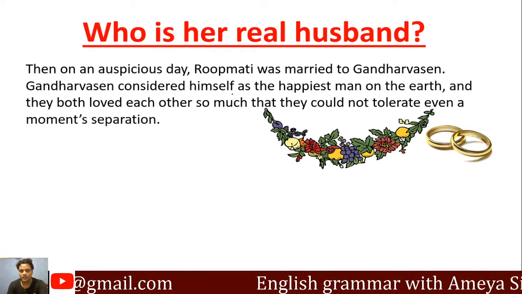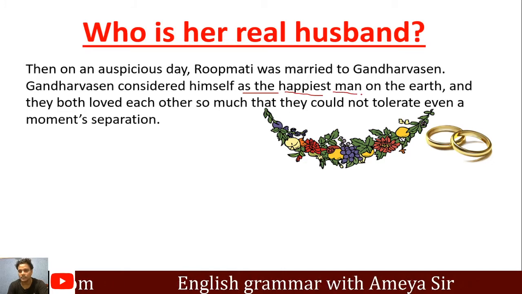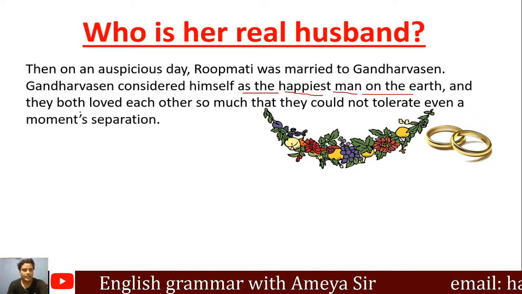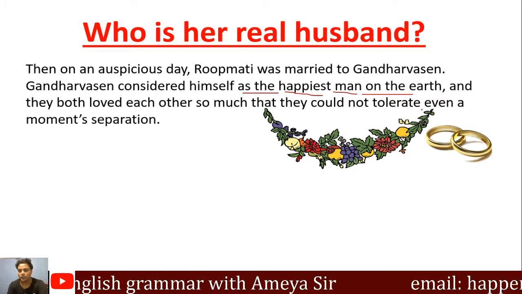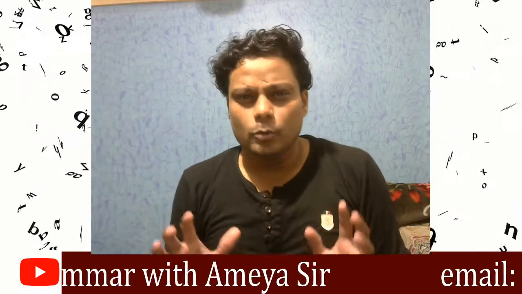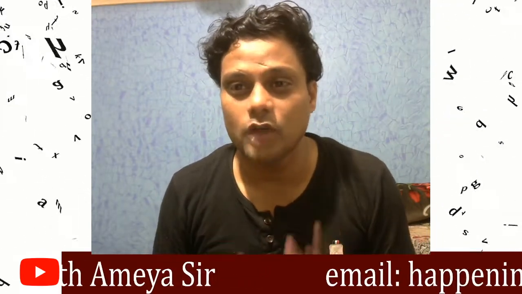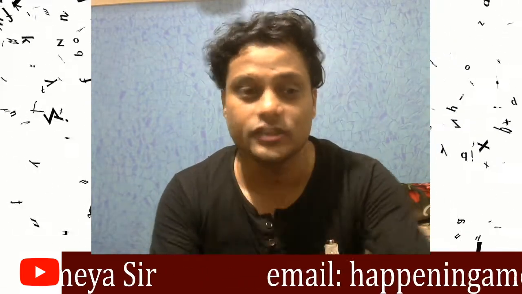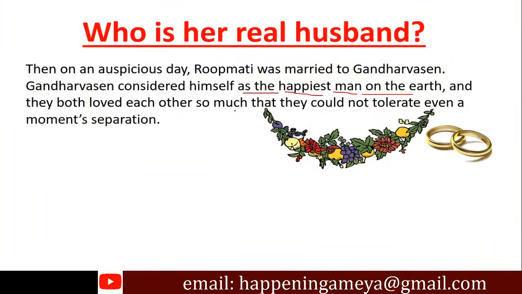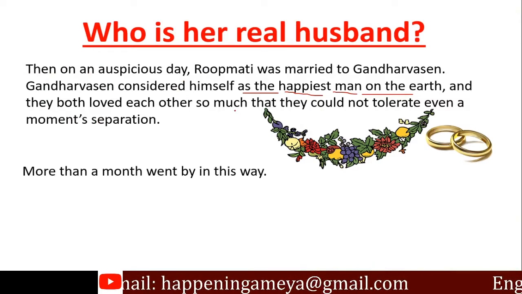Gandharva Sen considered himself as the happiest man on the earth. So that's a superlative degree. He considered that he was the happiest man on the earth, clearly because he got his girl. And they both loved each other so much that they could not tolerate even a moment's separation. Ooh, too much, right? They loved each other so much that they could not tolerate even a moment's separation from each other. Fantastic, so lucky, fantastic.